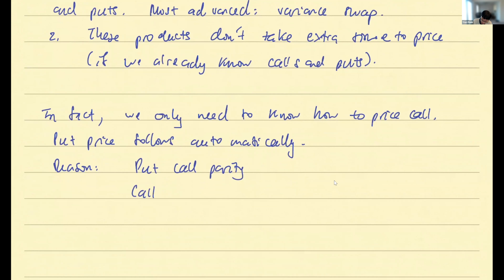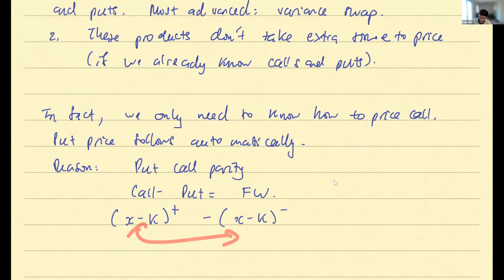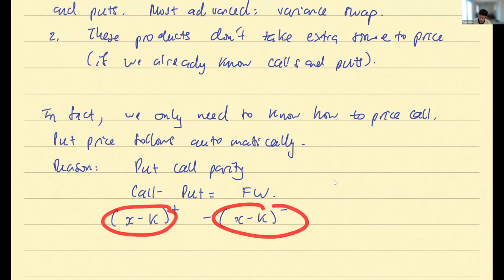Put-call parity says call minus put equals forward. Why? Mathematically, it's very simple. Call is (X minus K) plus. Put is (K minus X) plus, or (X minus K) minus, if you will. So when you do the math, the positive part of the function minus the negative part of the function is just the function itself.